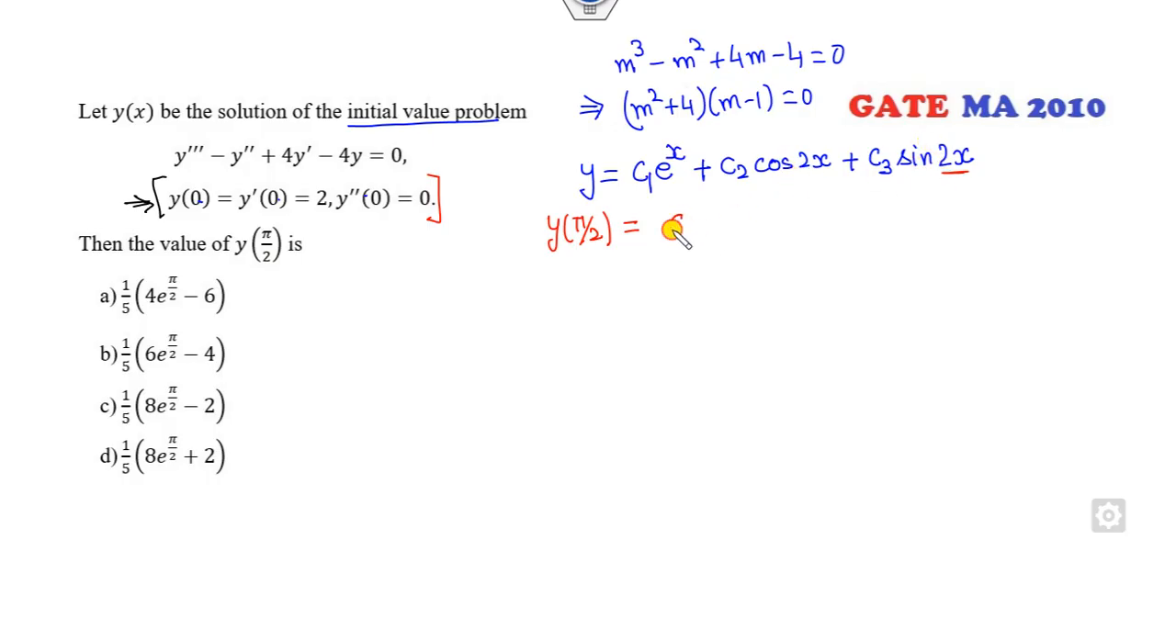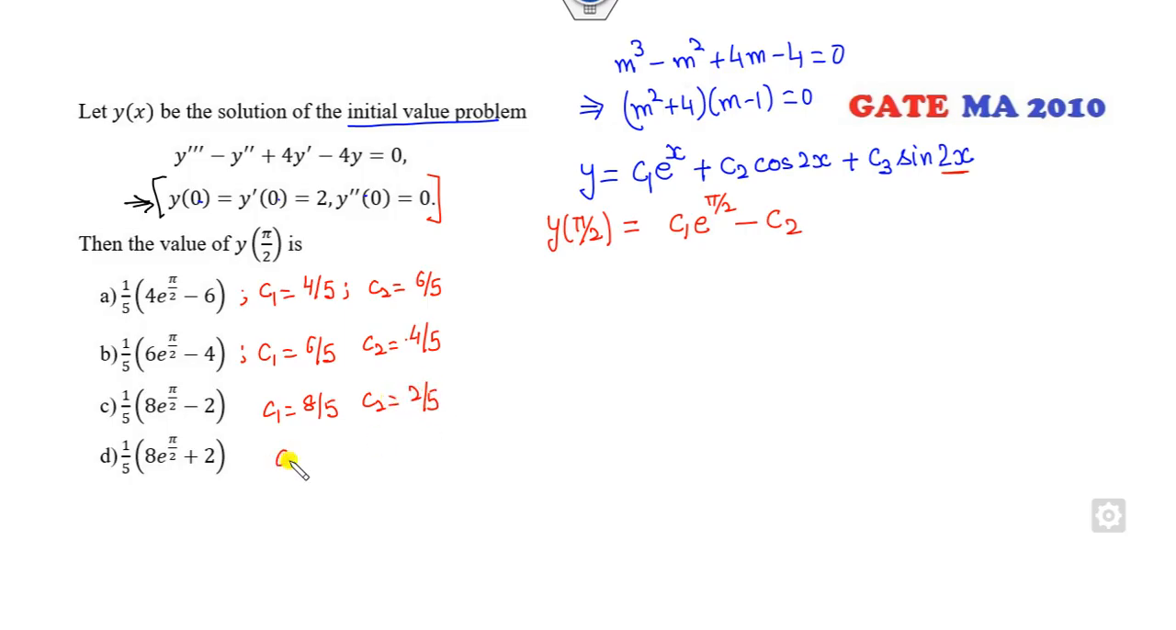Fine. It will be minus 1. So it will be c1 e raised to power pi over 2 minus c2. Now if you look at the options and compare them, c1 will be 6 over 5, c2 will be 4 over 5; c1 will be 8 over 5, c2 will be 2 over 5; c1 will be 8 over 5, c2 will be minus 2 over 5. Now we can check the options.